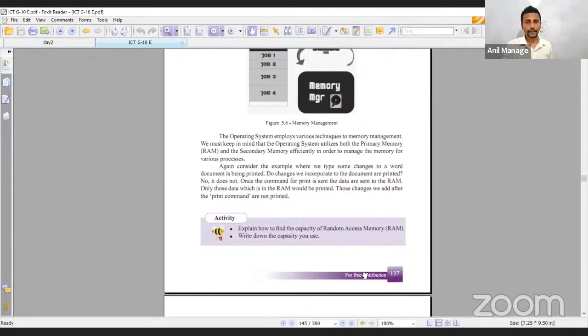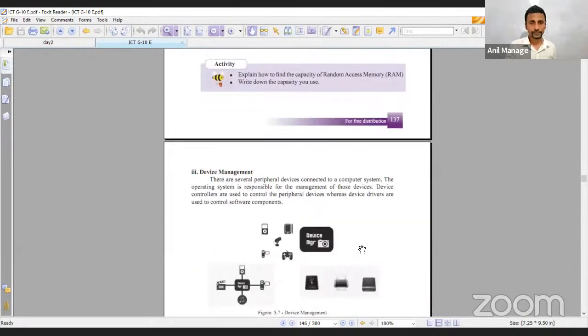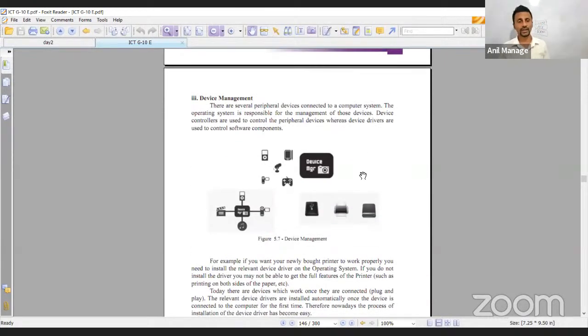Then we'll take another thing, device management. Device management. Now, as an example, if you have a printer, nowadays printers come with a USB port, USB cable. So as soon as you plug the printer into the computer, you can take a printout, right? Because USB, you know, that is called plug and play. As soon as you plug, you can work.